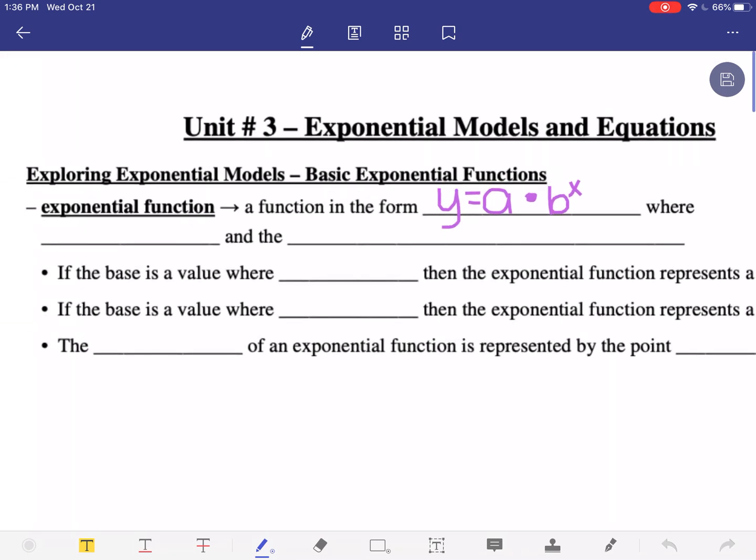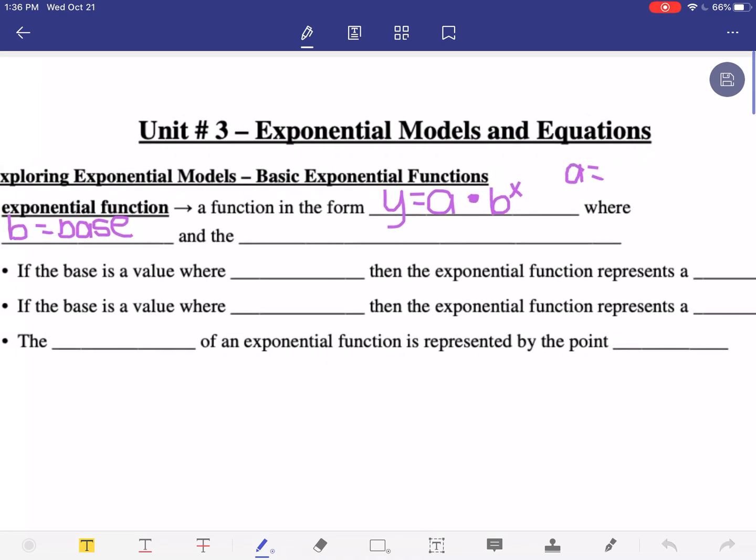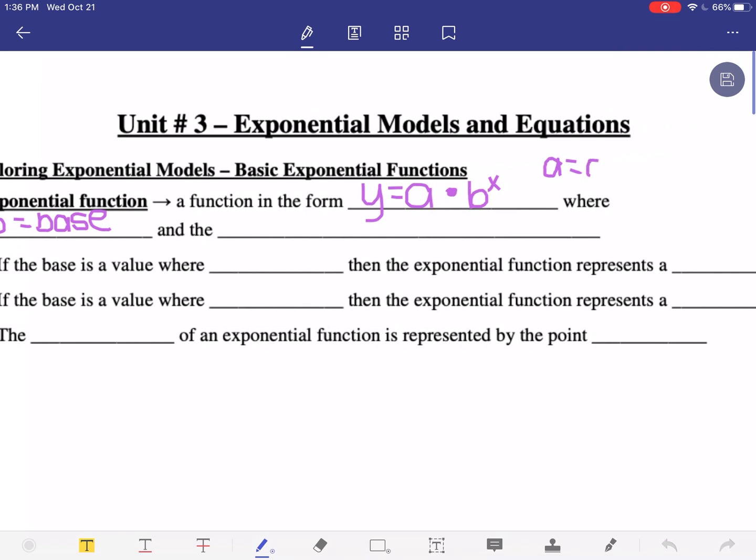Okay, and some definitions for those variables. A is your constant term, your coefficient term. B is your base. B equals the base. And the very important part that makes this an exponential function is that the exponent is the variable, or you could say the variable is in the exponent.